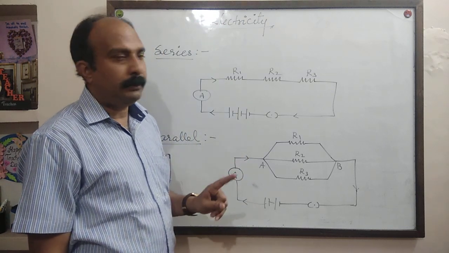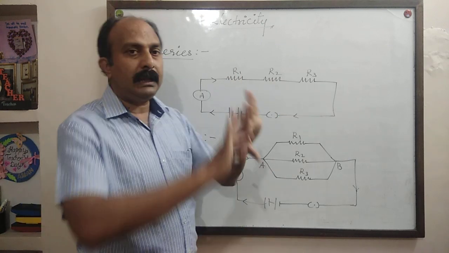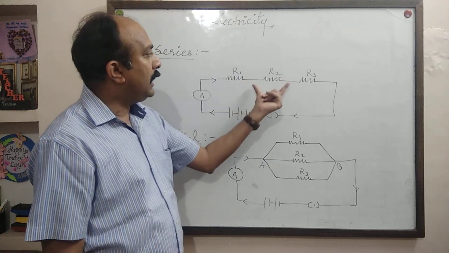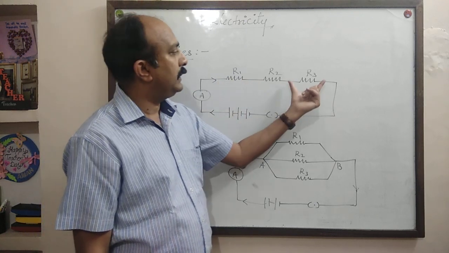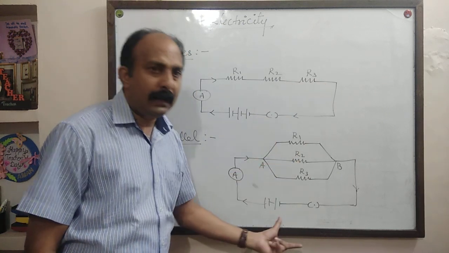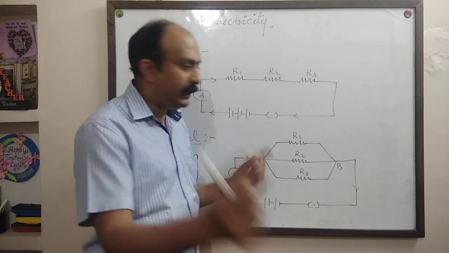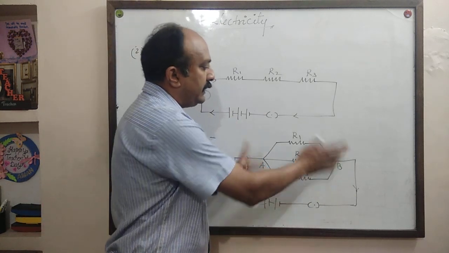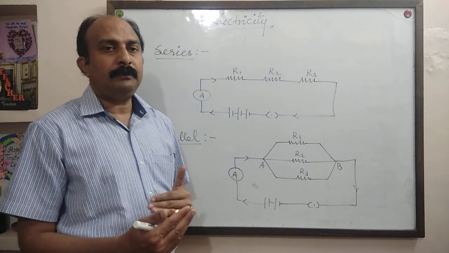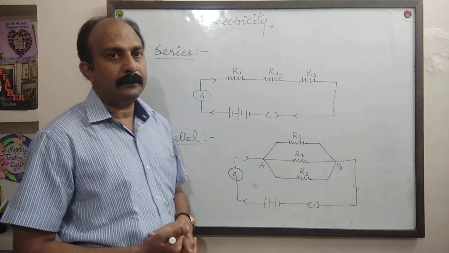I think you got the point. Here in series, the end points of R1, R2, R3 are different. R1 is connected between these two points, R2 is connected between these two points, R3 is connected between these two points. But in parallel, R1, R2, R3, all three are finally connected between the same two points A and B. So these are the two types of connecting resistors in an electric circuit.